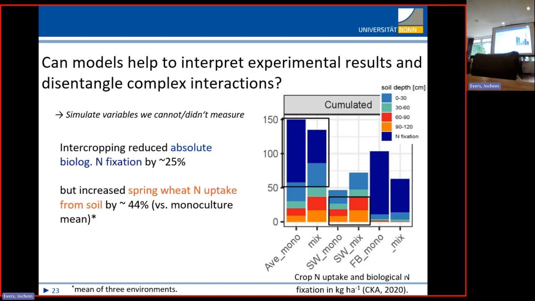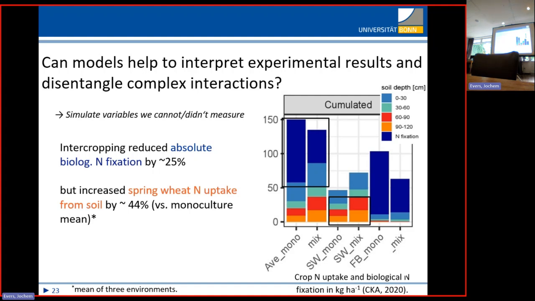I'm curious about the data. Yeah, we can have a look. And exactly, yeah. But what happened? So this is a mean over 3 environments, whereas this is just one environment. But the spring wheat N uptake increased by 44%. Right, this is what we expect. This is also where we do intercropping with cereals and legumes. We increase the N uptake from the spring wheat.